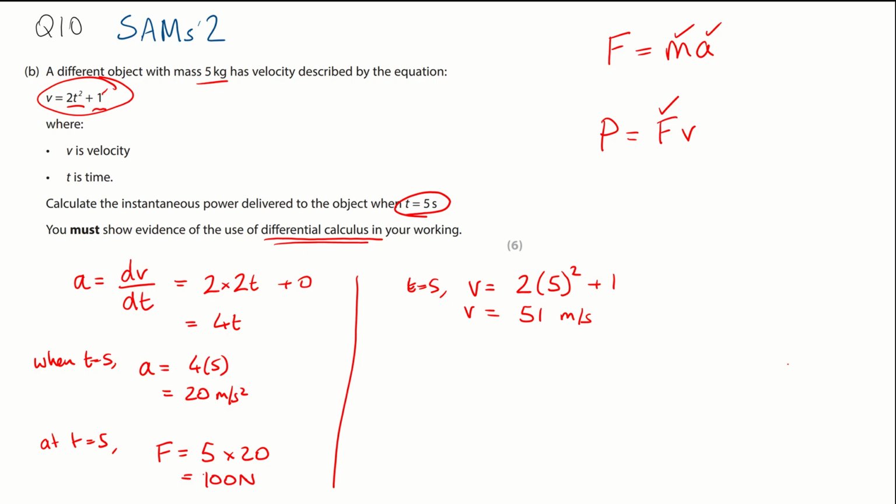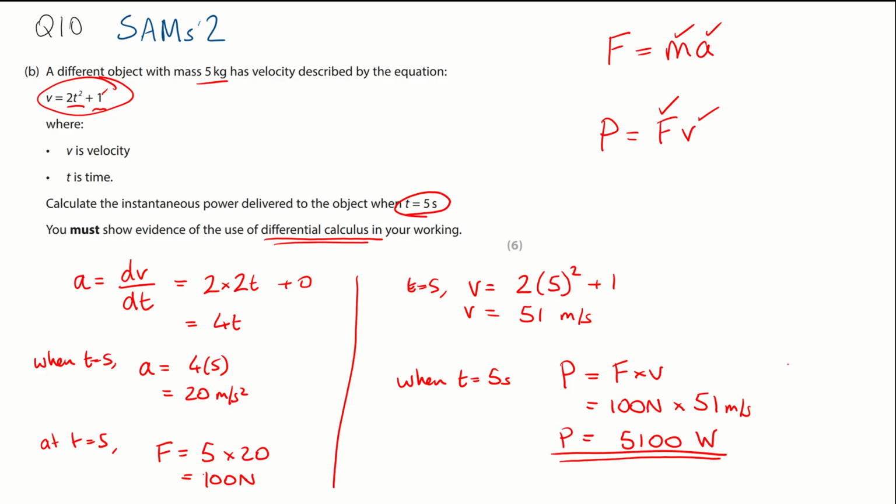Okay, so let's put these two together. We've now got the force, we've got the velocity. So when t is equal to 5 seconds, our power, remember force times velocity, is going to be 100 newtons multiplied by 51 meters per second, giving us 5,100. This is power, so it'll be 5,100 watts. So our instantaneous power when t is 5 is 5.1 kilowatts or 5,100 watts.